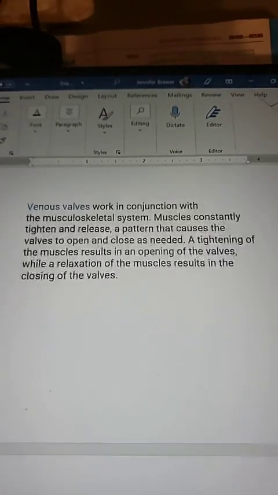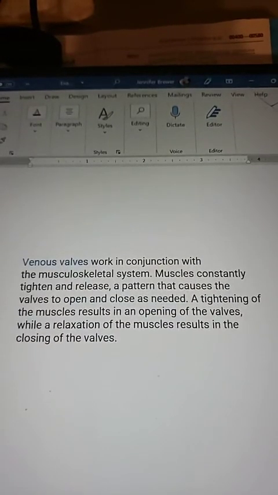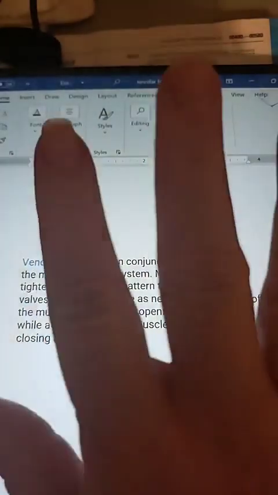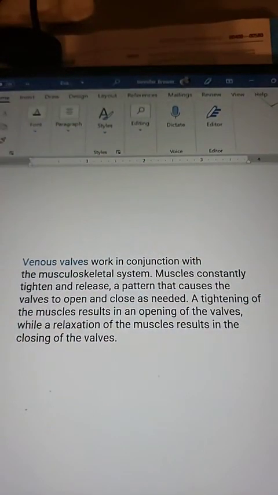Oh, sorry, the venous valve, there you go. This works in conjunction with the musculoskeletal system. Muscles constantly are being tightened and released, and that pattern causes valves to open and close as needed. The tightening of the muscles results in the opening of the valves. Relaxation of the muscles results in the closing of the valves.